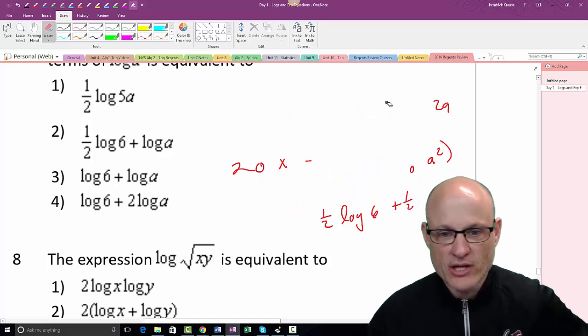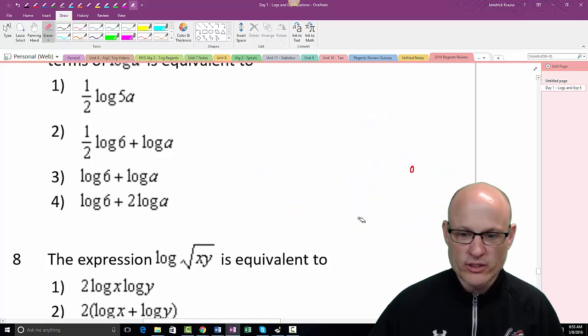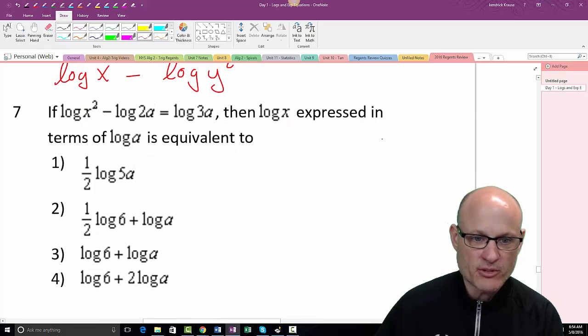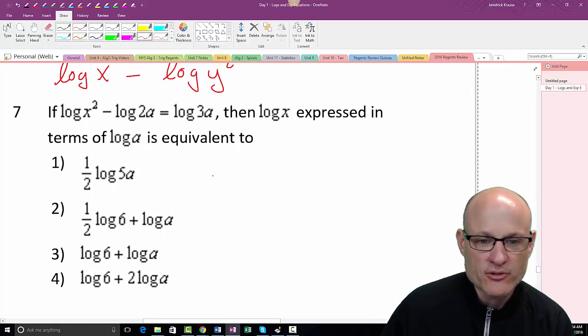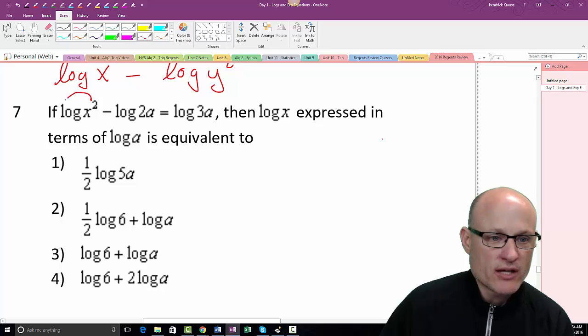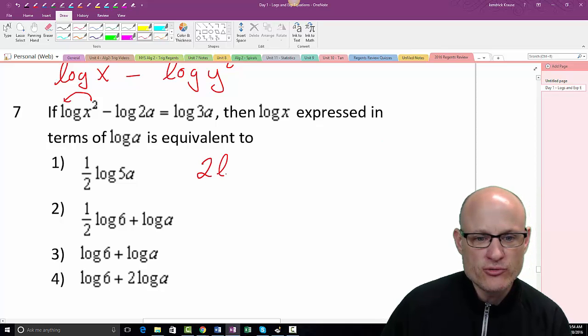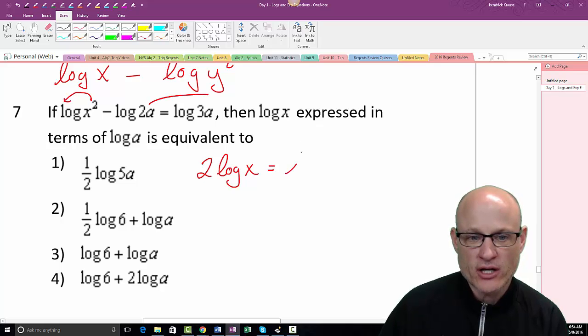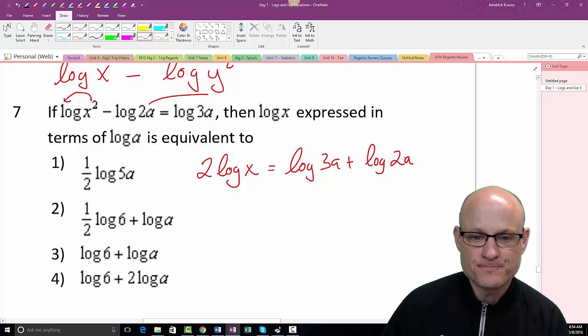All right, I did a terrible job explaining this one. This is a really hard problem. I better do a better job explaining this one. First things first, this 2 is going to slide forward. So this becomes 2 log x equals, and then this is going to go to the other side, log of 3a plus the log of 2a.